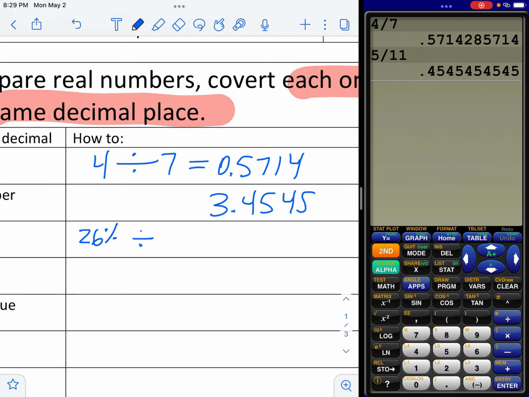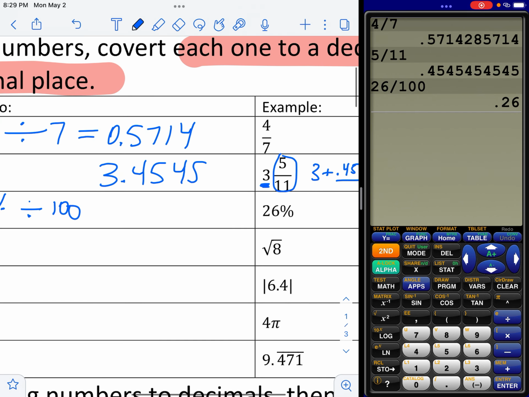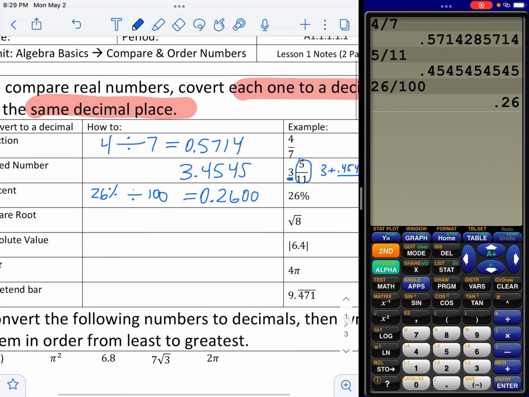Okay, 26%. Well, to convert a percent to a decimal, I take the percentage, whatever it is, and I divide it by 100. Okay, so 26 divided by 100 gives me 0.26. If I don't have other decimal places, I can just fill them in with zeros.